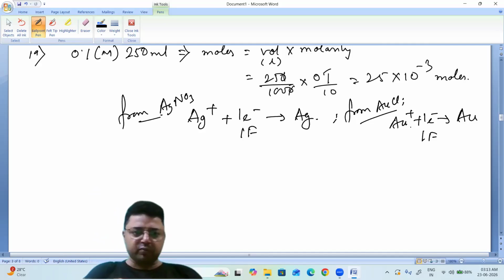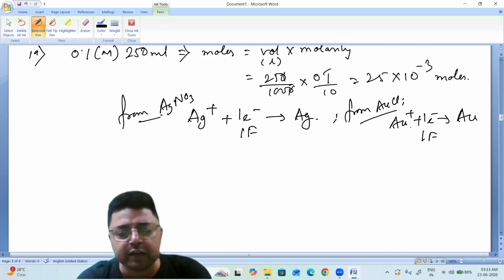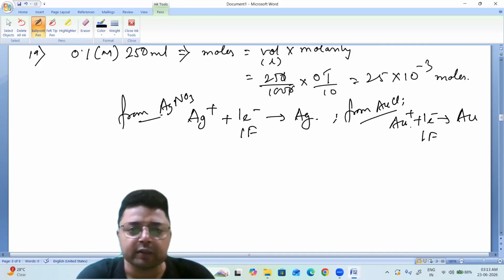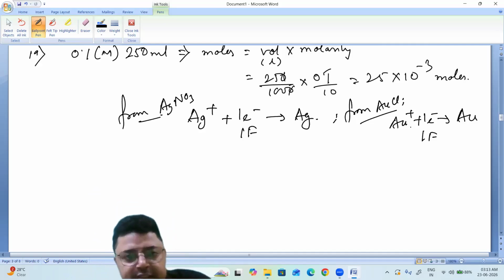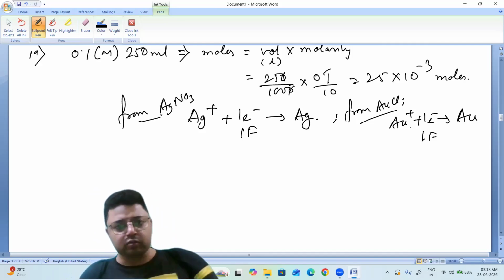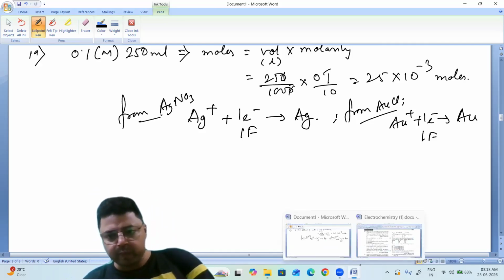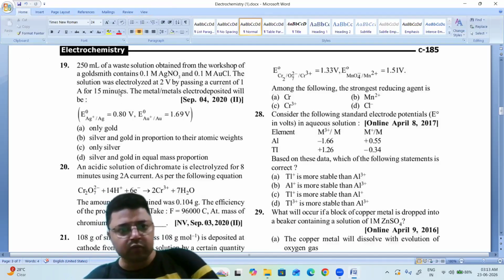Because from the number of moles you can easily see that the number of moles of both of them are equal. As the moles of both are equal, the current passing through the solution is also the same. Here they have given 1 ampere for 15 minutes, so all the things are the same for these two. Now you have to find which metal or metals will be electrodeposited.